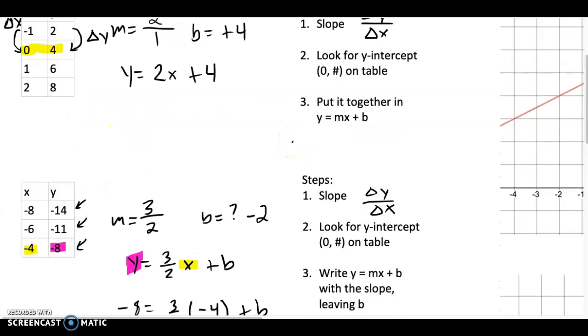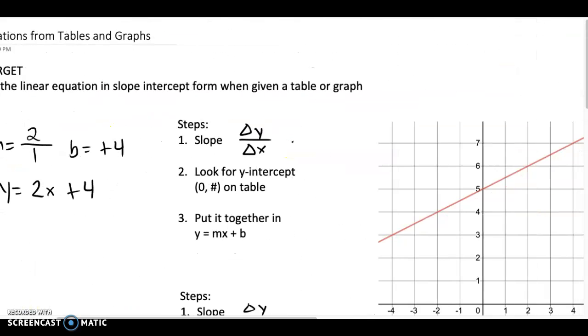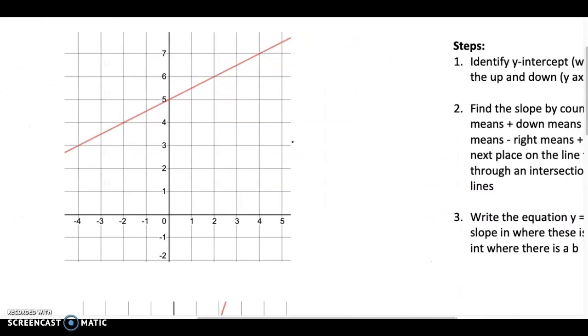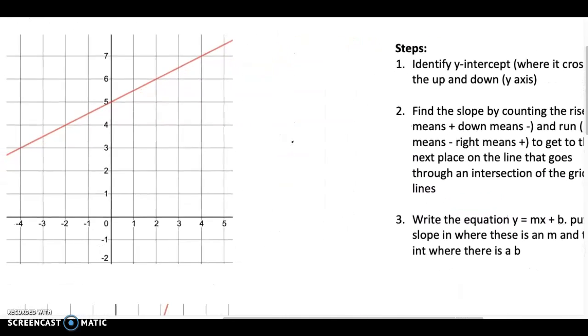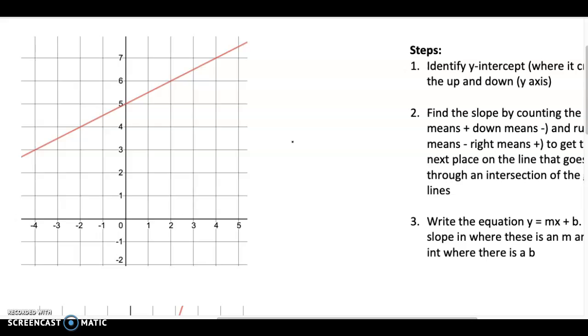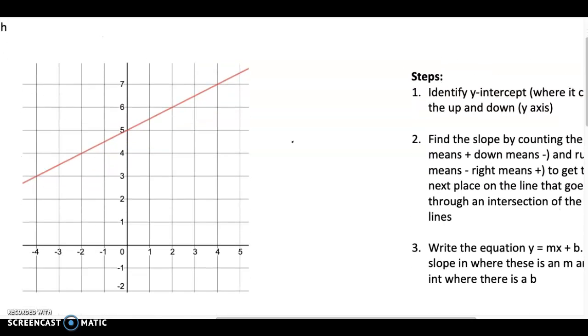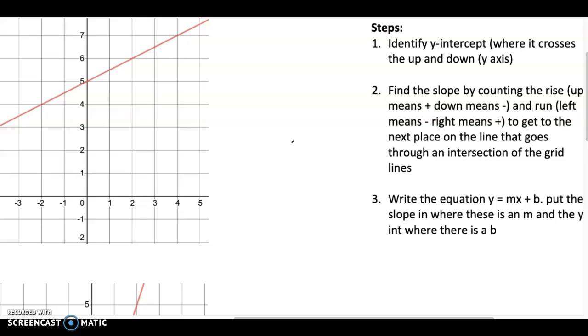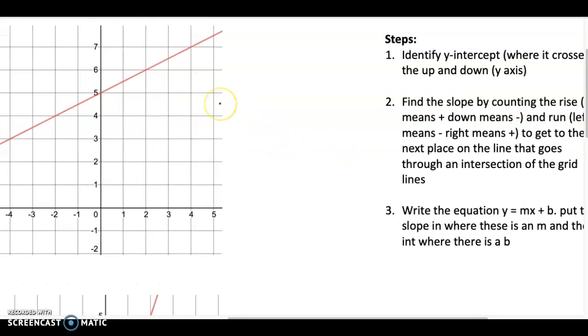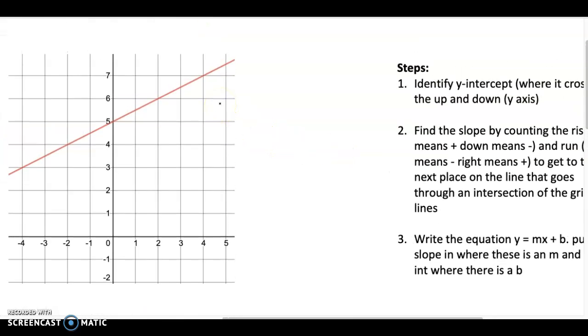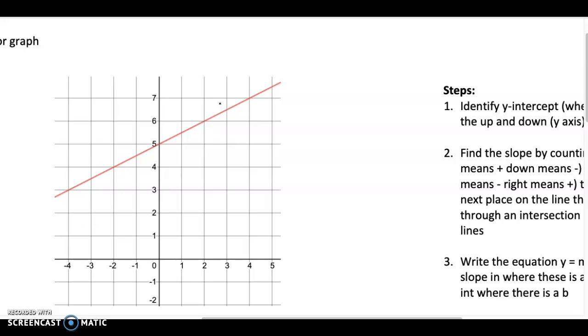So that is the first part. So let's take a look at these graphs here. If we're given a graph, which is more common, then we need to be able to figure out what the equation is from the graph. So the steps here are one, to identify where the y-intercept is. That's where it crosses the y-axis, the up and down axis. And so that would be right here.